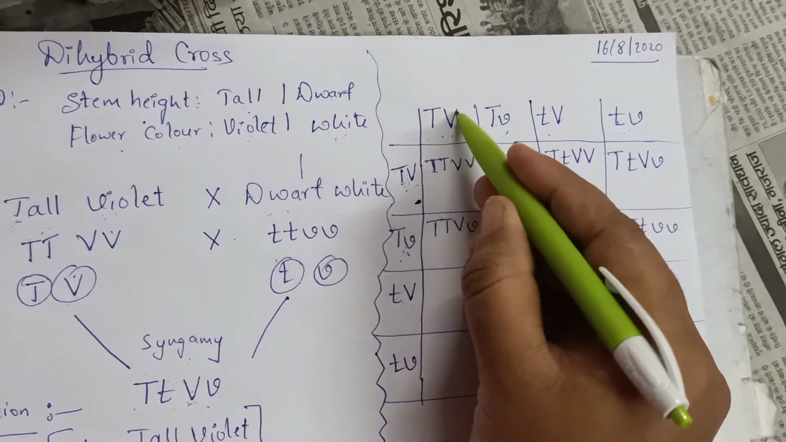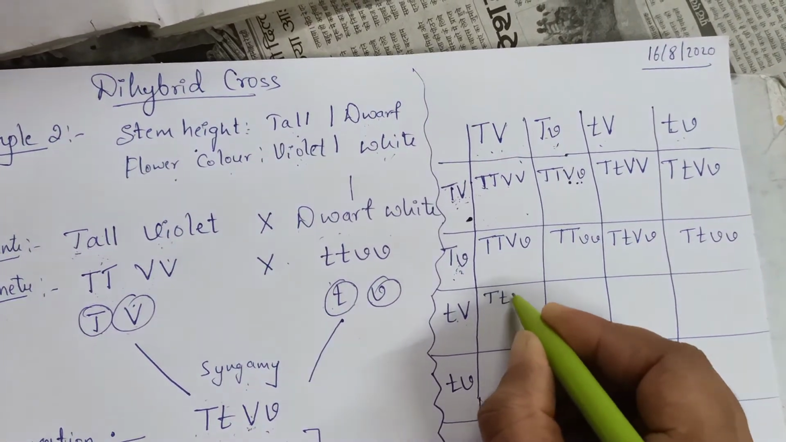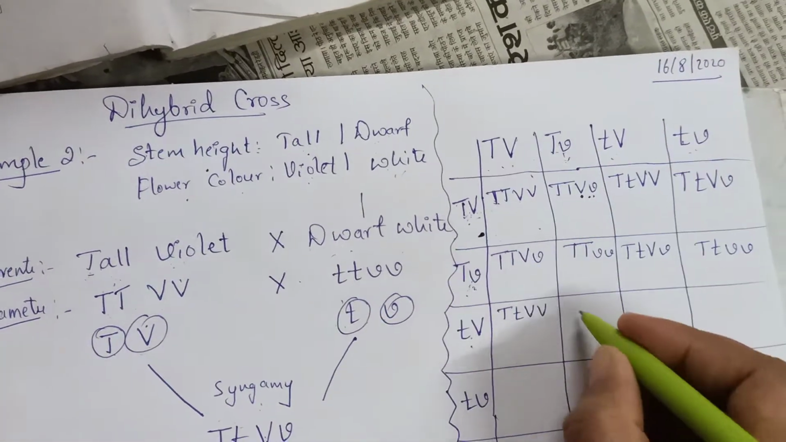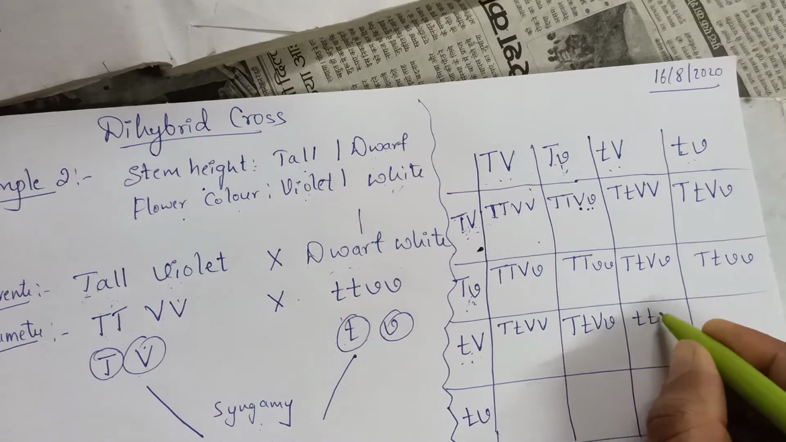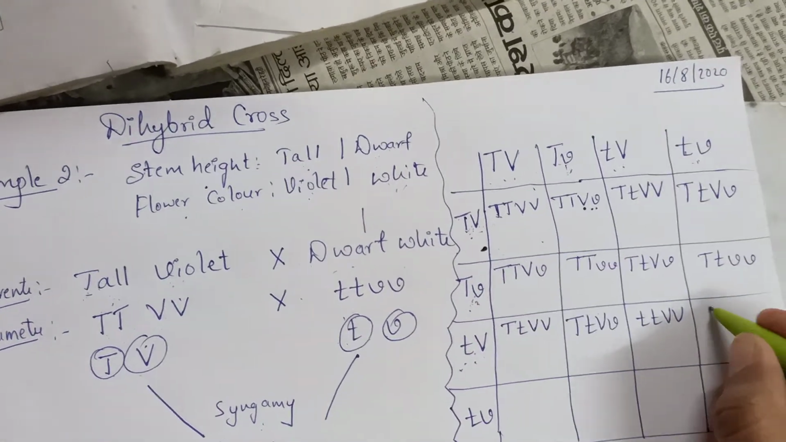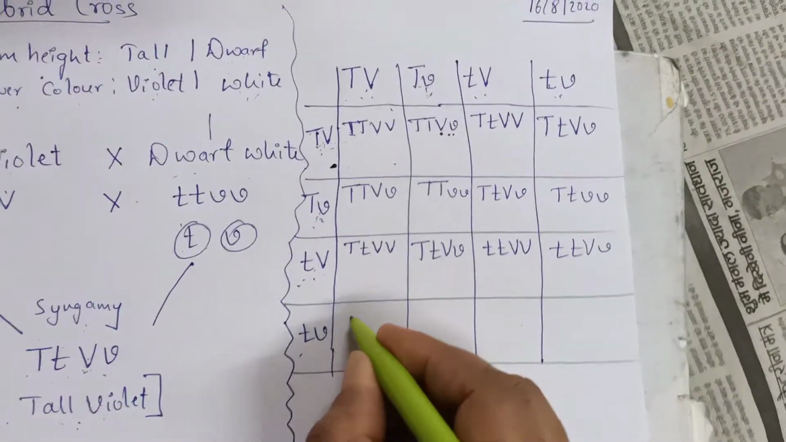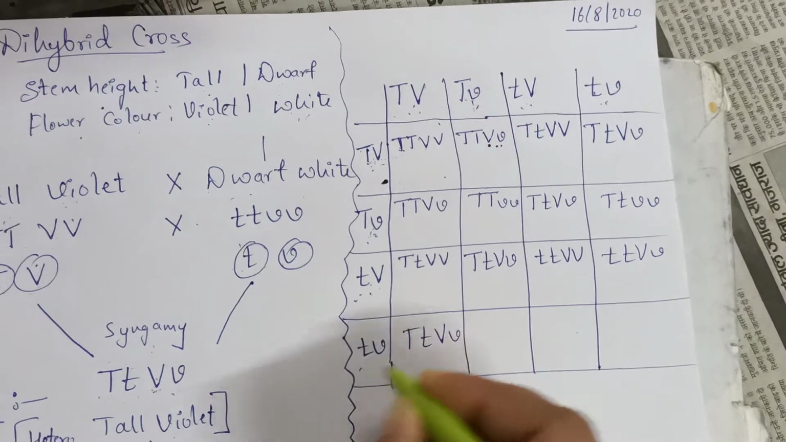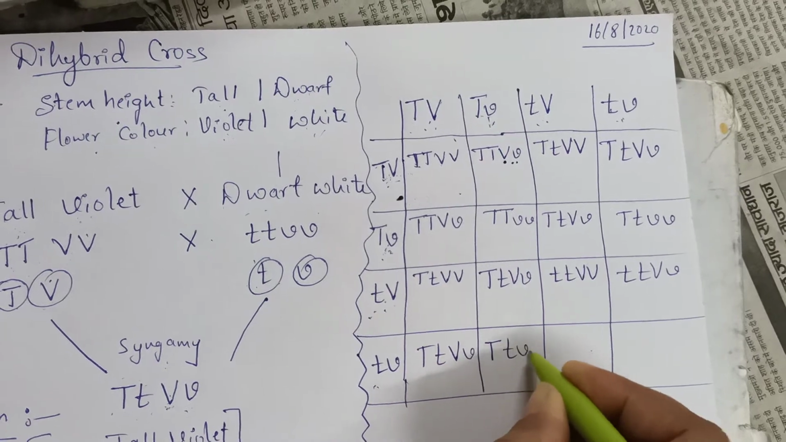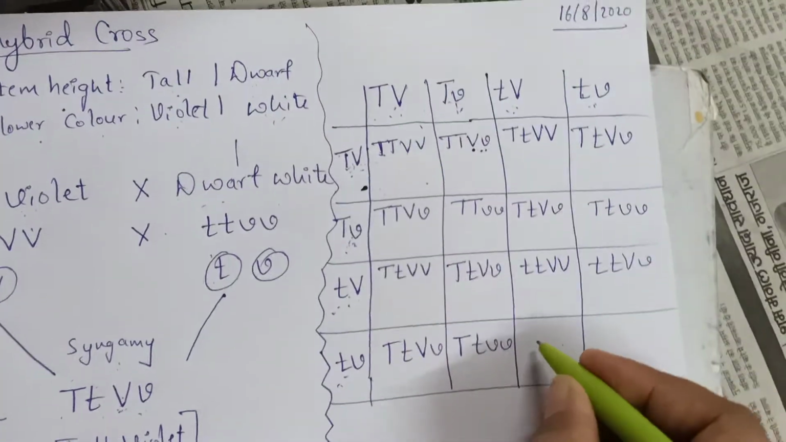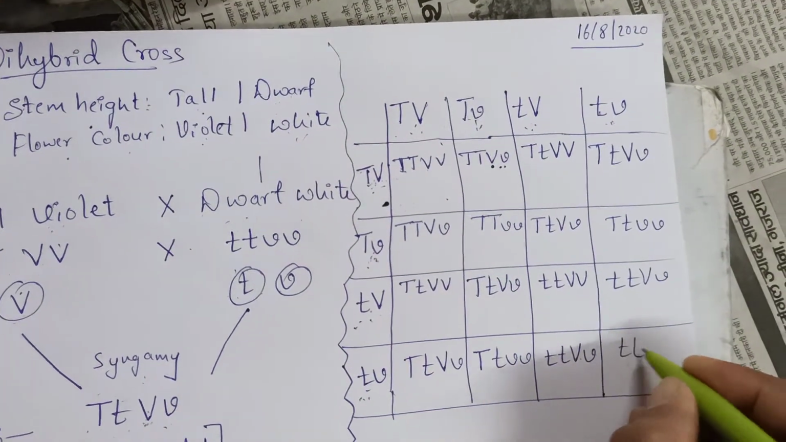First this TV with this: capital T, small t, capital V, capital V. This with this: T, small t, capital V, small v. This with this: small t, capital V, capital V. This with this: small t, capital V, small v. This with this: capital T, small t, capital V, small v. Then T, T, V, V, this with this: small t, capital V, small v, and this with this: small t, small t, small v, small v.